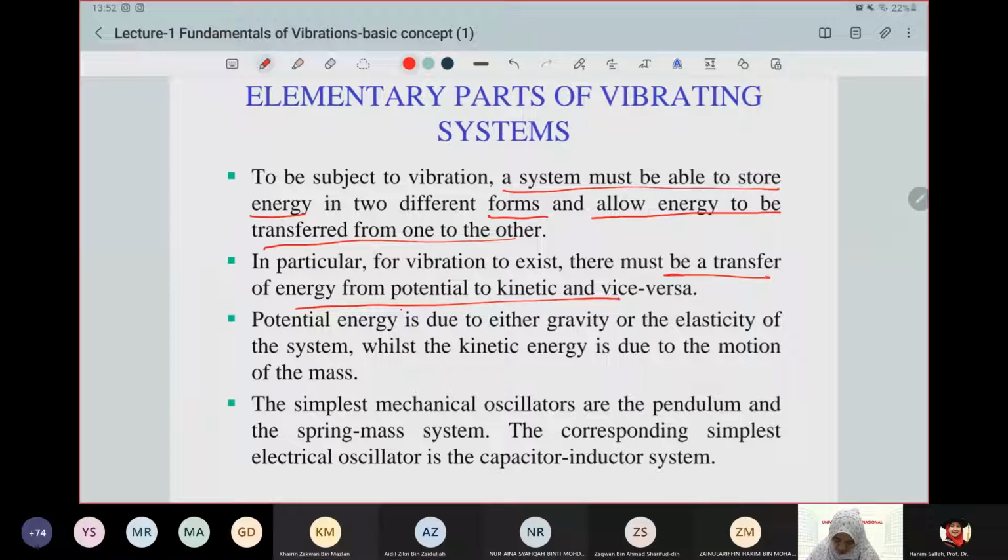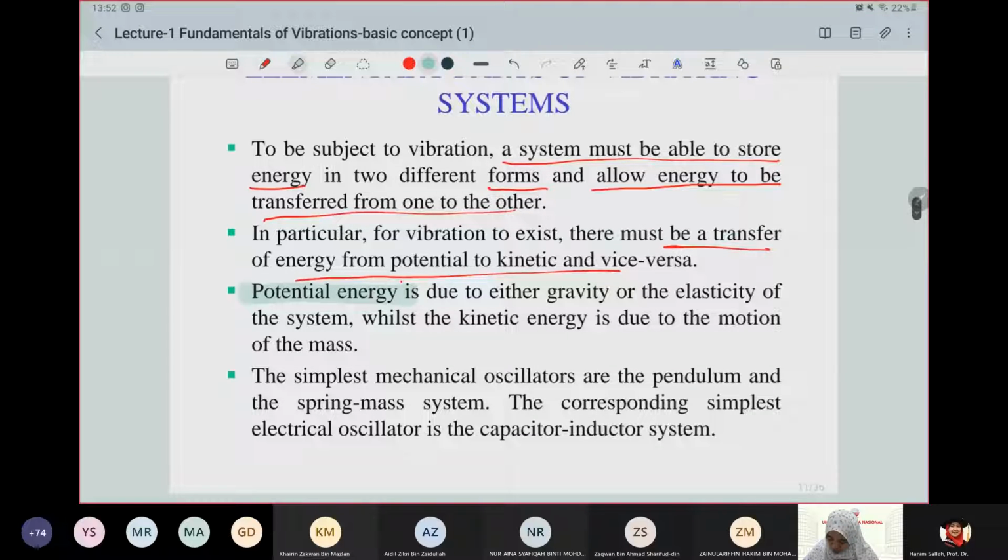Potential energy is due to two things: normally gravity and the elasticity of the system. When you use the energy method, it normally relates to gravity, because if you have a change of height, the formula is mgh. Elasticity of the system comes from your stiffness, K. Normally the energy equation is half K x squared if it's a linear system. So that's where your potential energy comes from.